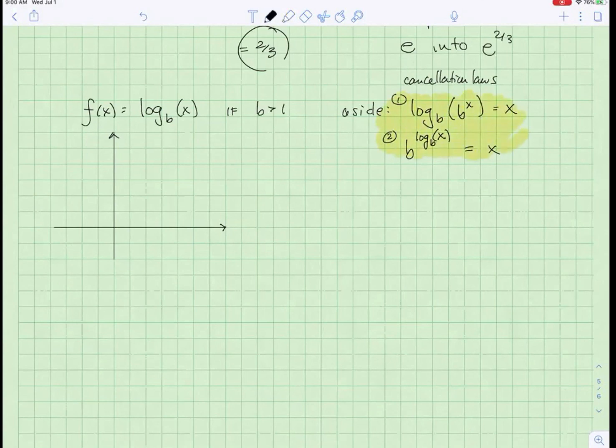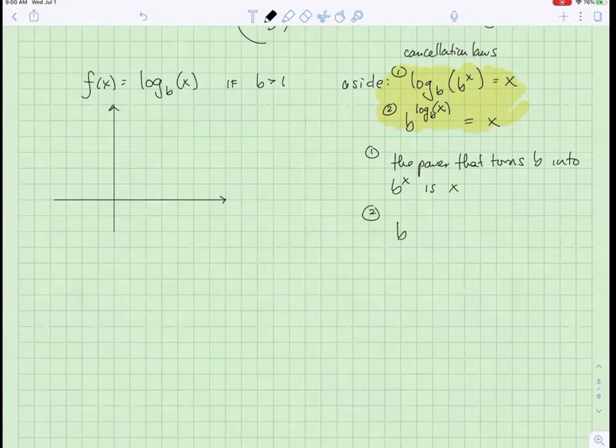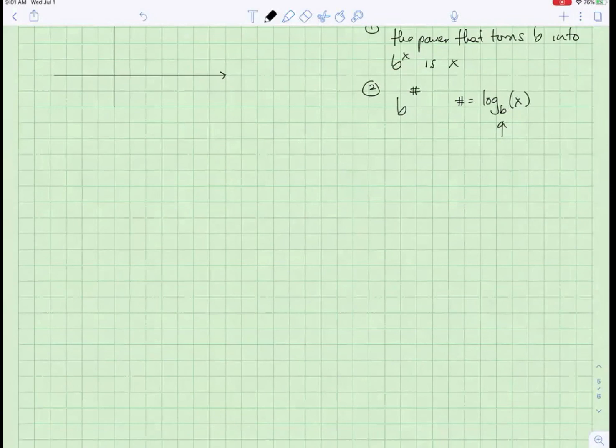This first one is maybe a bit more obvious. For one, the power that turns b into b to the x is x. The second one's a little bit more cryptic. We're taking b and we're raising it to some power. But what is that number? That number is log base b of x. And so remember what this expression means. This is the power that turns b into x.